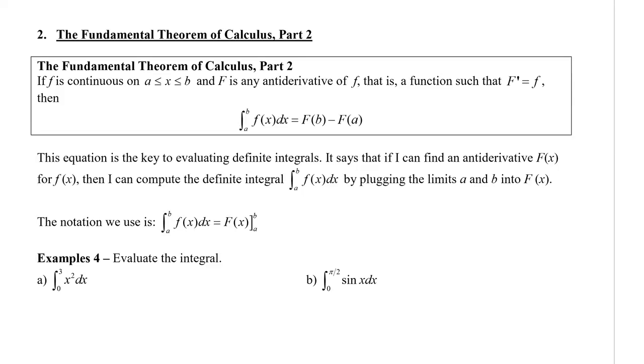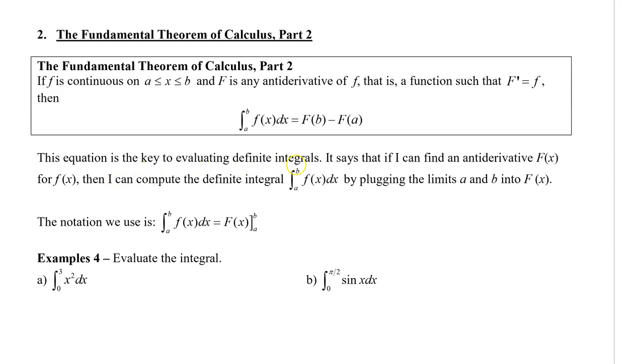In this video, I will explain how to apply the fundamental theorem of calculus part 2. The theorem states that if f is a function continuous on the interval from a to b, and capital F is any antiderivative of that function f, that is, a function such that if I take the derivative of capital F, I get f, then the integral from a to b of f of x dx is equal to the antiderivative with b substituted in minus the antiderivative of a substituted in.